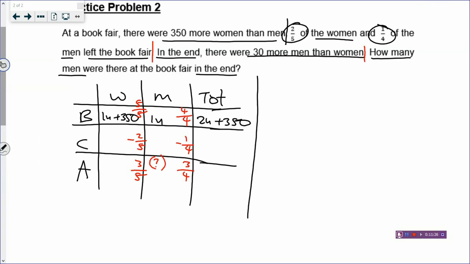So what do you look out for? Same box. What do you mean by same box? Can you see the 5/5 is in the same box as 1 unit and 350? So you write down 5/5 is 1 unit plus 350. Same box means they are equal to each other. So what's the next step?